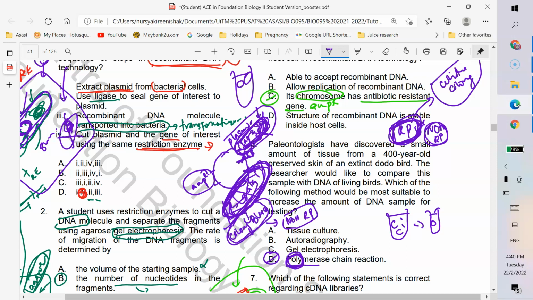So it says in the question, the researcher would like to compare the sample with DNA of living birds. Which of the following method would be most suitable to increase the amount? So keyword dia increase, amplify. So use the method of polymerase chain reaction. Sama juga macam kita nak test COVID ni kan. Yang paling precise, okay, adalah melalui swab kan. So swab. So nanti awak pergi jumpa doktor, so dia akan cucuk hidung, ambil sample from your nose, from your throat, okay, so to detect the virus.